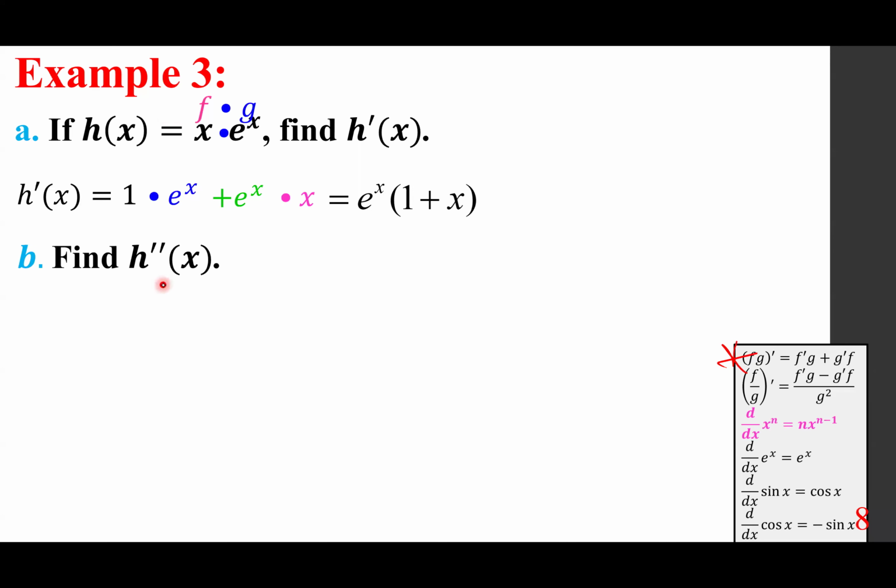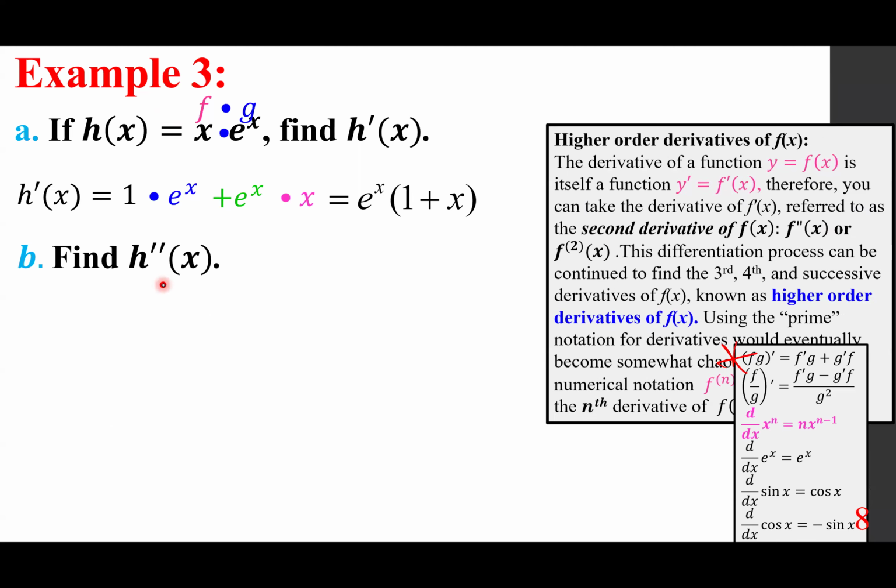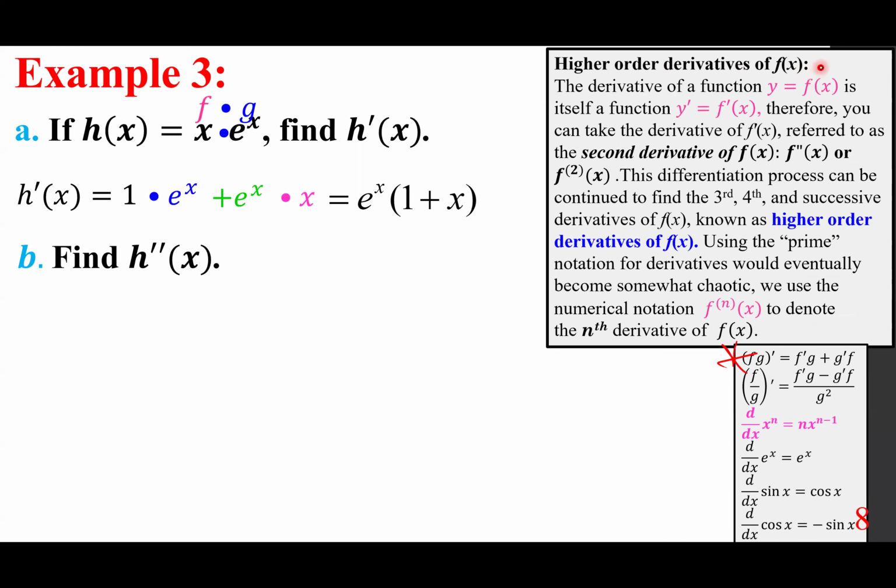What about h double prime of x? What does it mean, h double prime of x? Higher order derivatives of f of x. The derivative of a function y equals f of x is itself a function y prime equals f prime of x. Therefore, you can take the derivative of f prime of x, referred to as the second derivative of f of x, f double prime, or f with the exponent 2 in the parentheses.